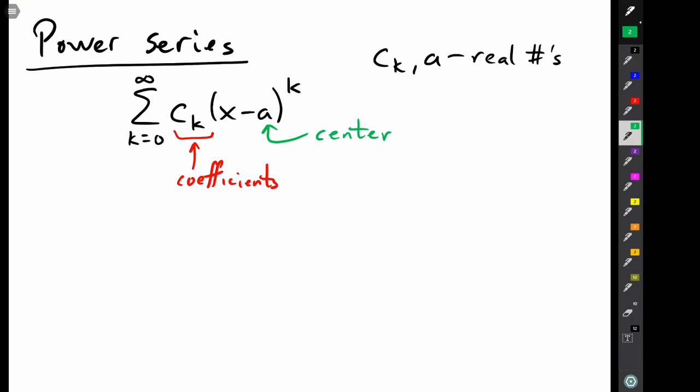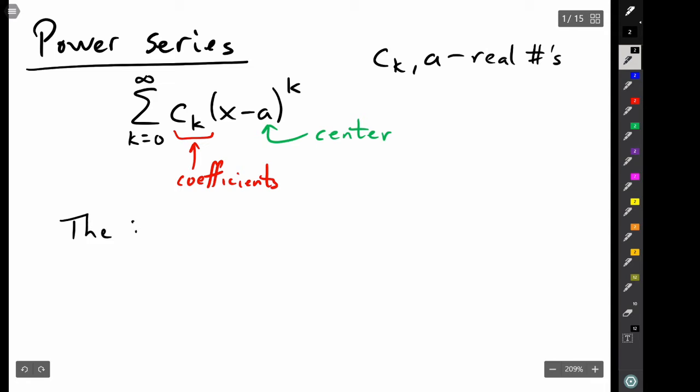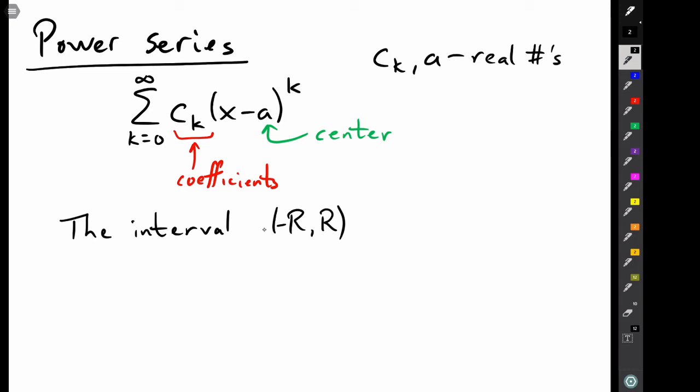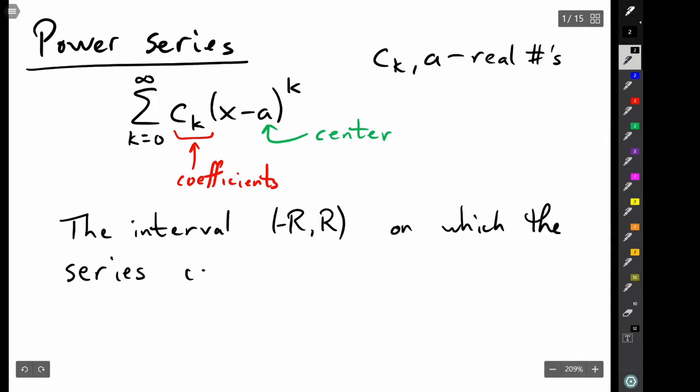All right. So the way a power series sort of works is it will always converge at x equals a, and then we want to know how far away we can go from that. So we say that the interval of the form minus r to r is the interval on which the series converges. This is called the interval of convergence.